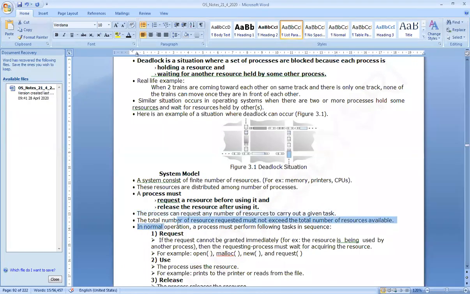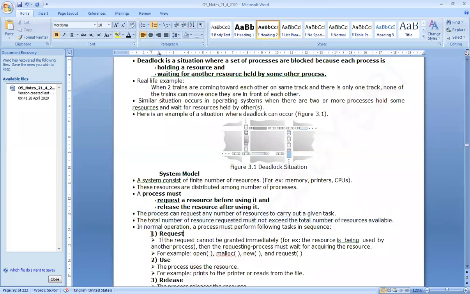Next one, the total number of resources requested must not exceed the total number of resources which are available. Which means, if n number of resources are available, the process should request only n number or less than n number. You should not request n plus 1 number of resources. That is one more condition.